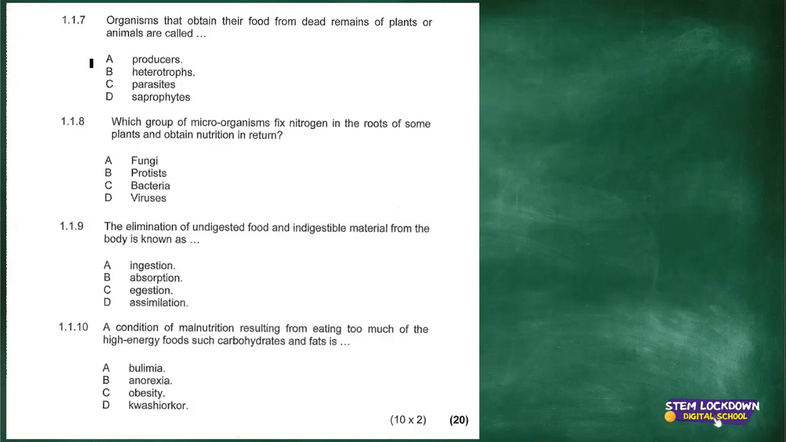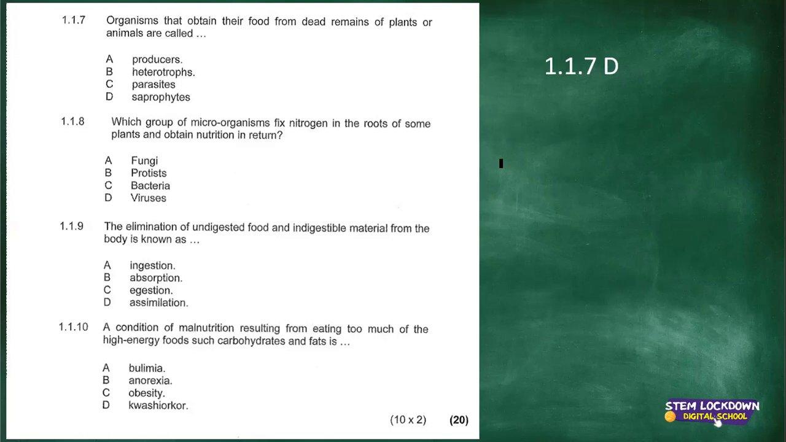Let me tell you now, before I even show you the answer, it will definitely not be A. When we speak of producers, we are speaking of organisms that actually make their own food. When you are a producer, you are making your own food. So it is not A. The answer is saprophytes, which is D. These organisms obtain their food from dead remains of plants or animals.